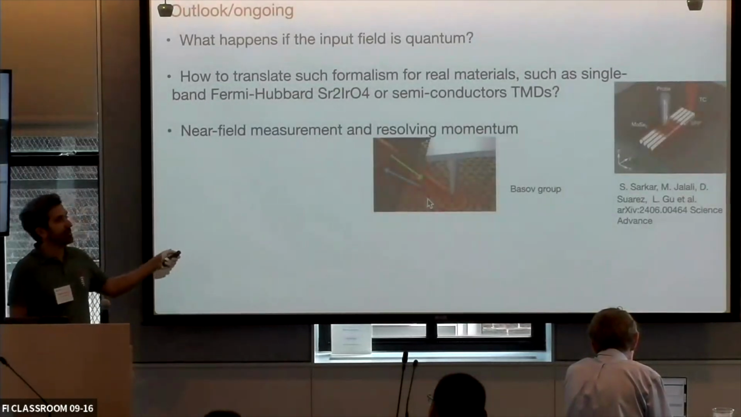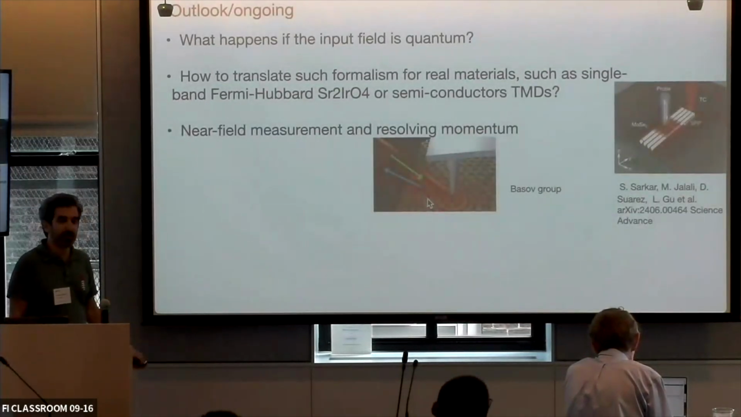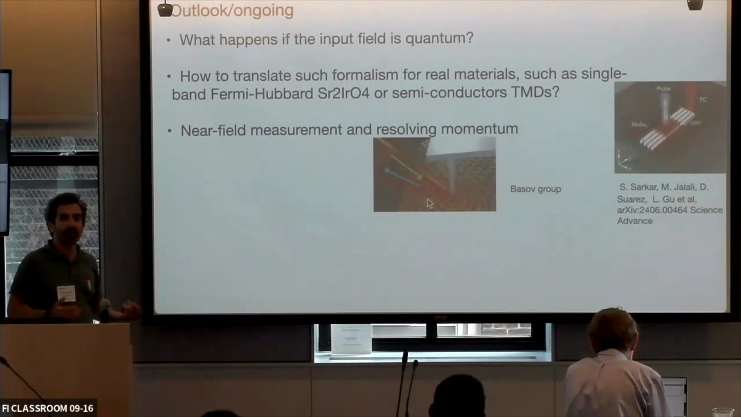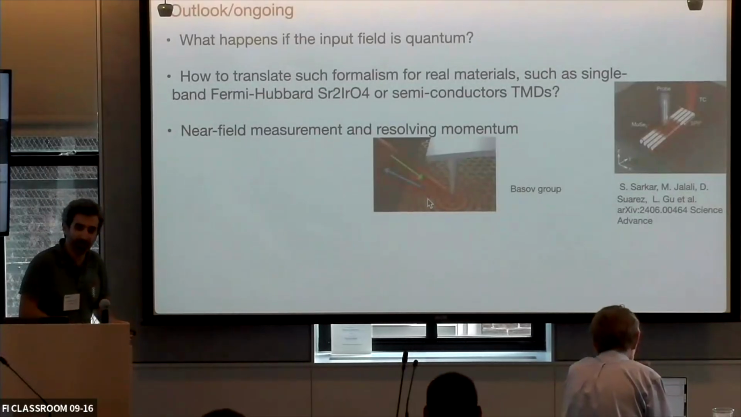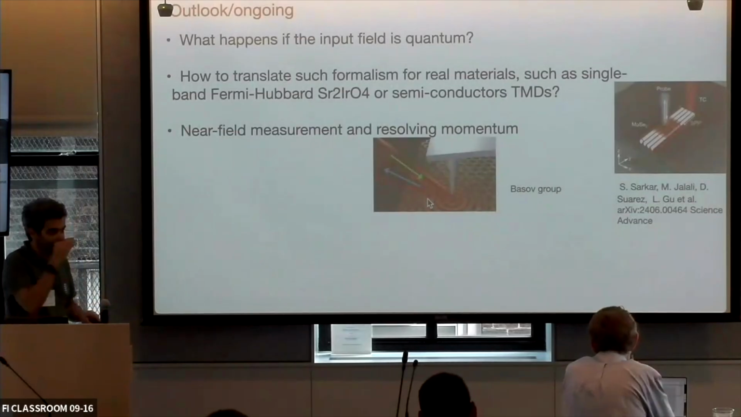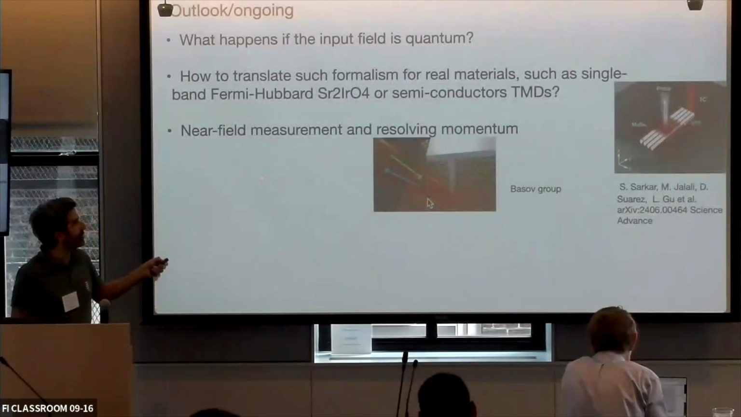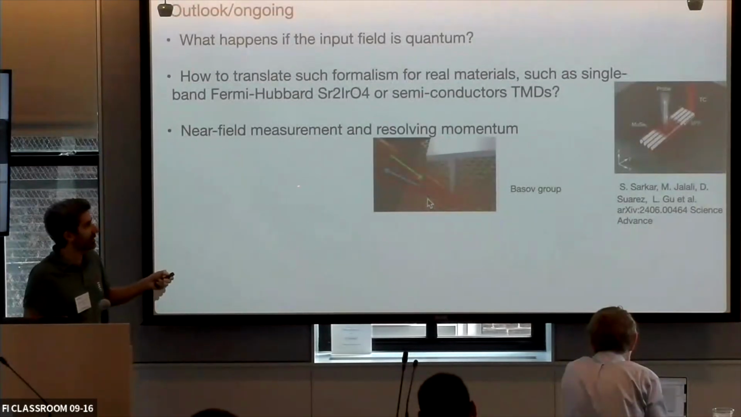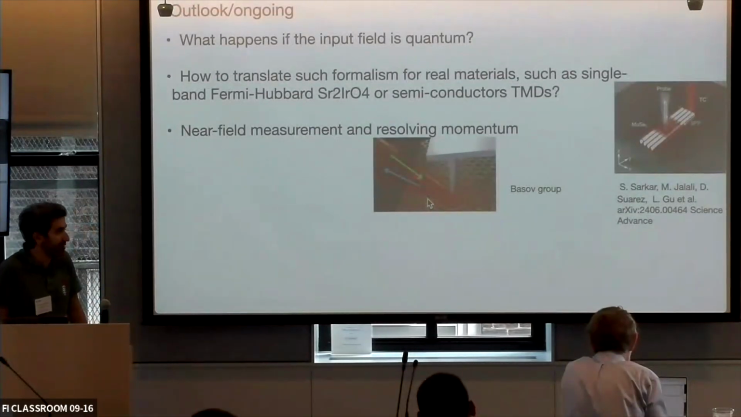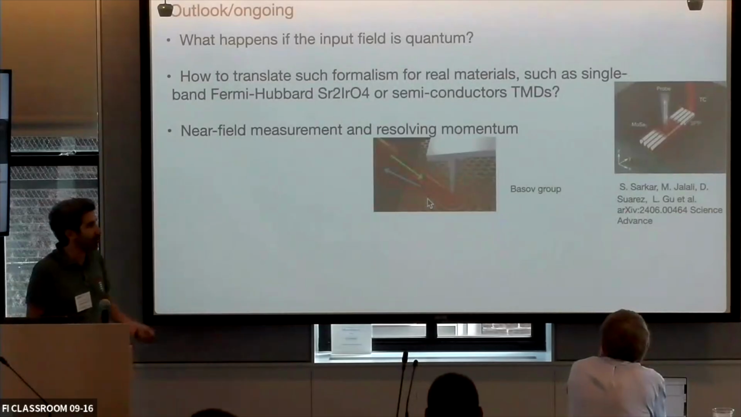So everything I presented in the first part of the talk, there was no momentum in it. So it was dipole approximation. We were not imparting any momentum, and we were not measuring any momentum. We know that it is possible to do this if we have a nanotip that we can do near field measurement and resolve momentum. That's a relevant theory question.